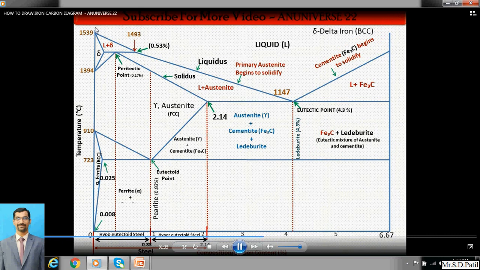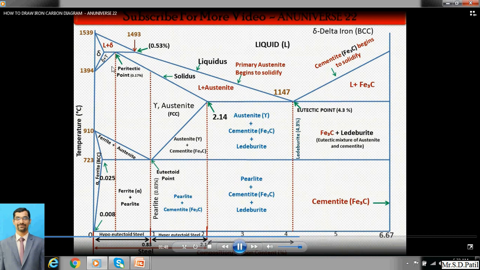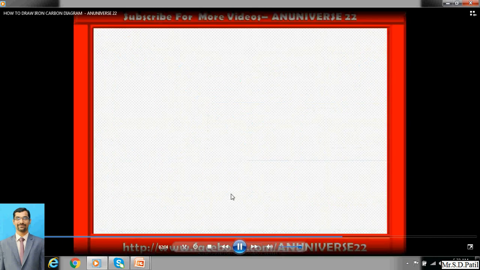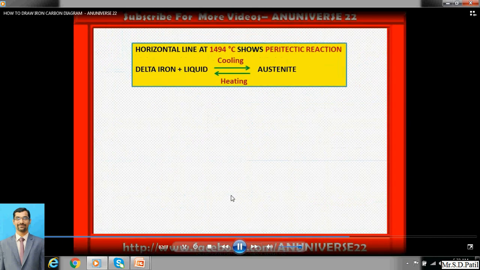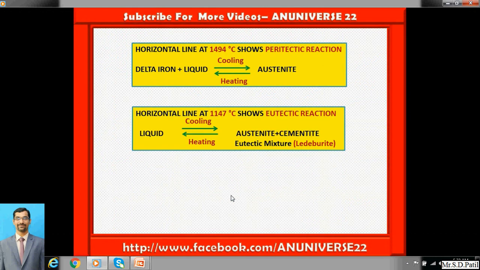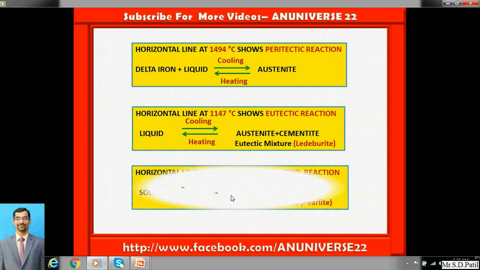Again, there is a dropping of the temperature. This is delta ferrite, and this is the alpha ferrite phase. When liquid is added to delta ferrite, it becomes a delta plus liquid phase, and this is gamma, that is austenite. So the structure transforms from BCC to FCC, and again from FCC to BCC in this phase. This is the delta BCC phase. So this phase transformation occurs in the iron carbon diagram.